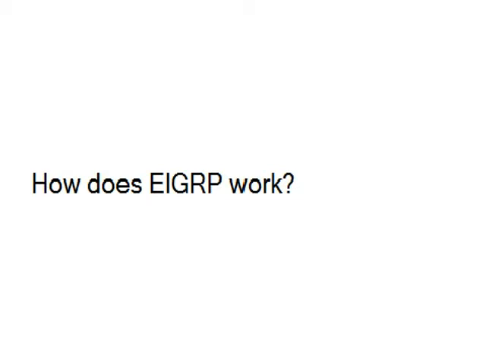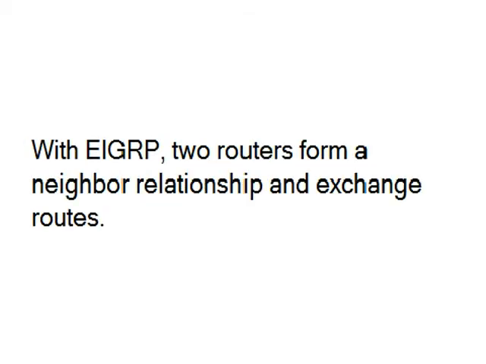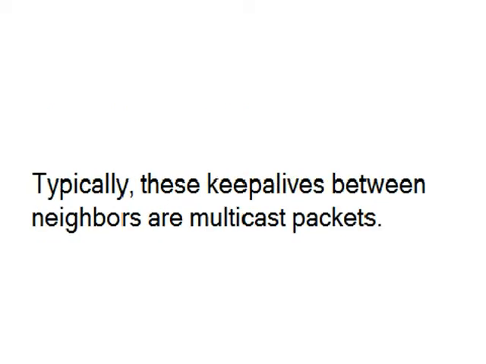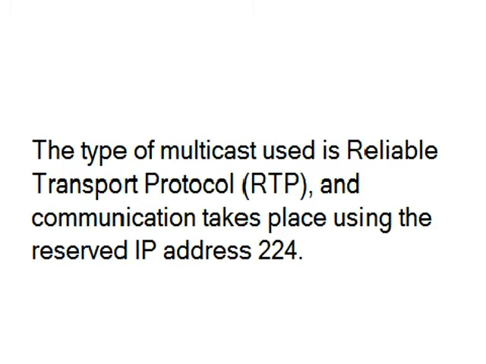How does EIGRP work? With EIGRP, two routers form a neighbor relationship and exchange routes. Hello packets, keepalives, are present between the two routers. They serve to let each side know if the other goes down or if the link between them goes down. Typically, these keepalives between neighbors are multicast packets. The type of multicast used is Reliable Transport Protocol, RTP, and communication takes place using the reserved IP address 224.0.0.10.